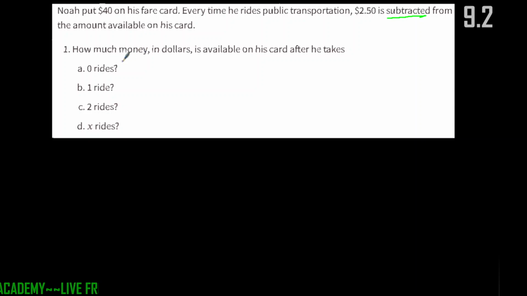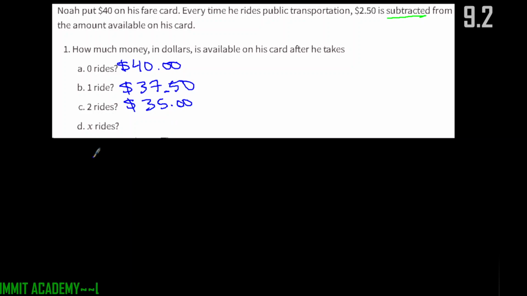Well, I would say he starts with $40. After 0 rides, he has $40 because that's what he starts with. And it says after one ride, well, I take 40 minus $2.50. And so I'm going to say that's going to be $37.50. And then after 2 rides, I can say it's $35.